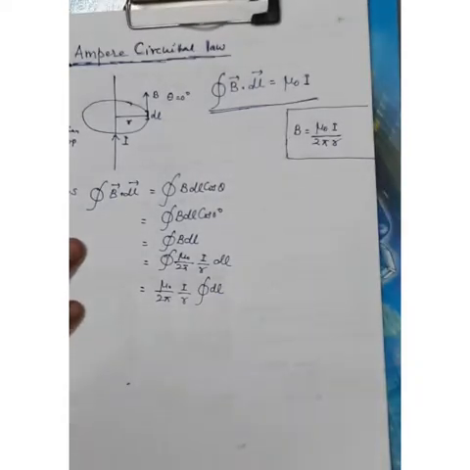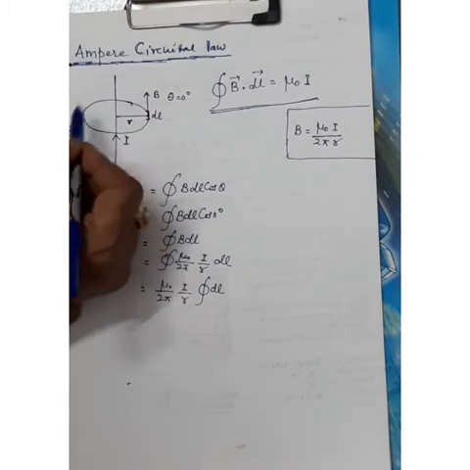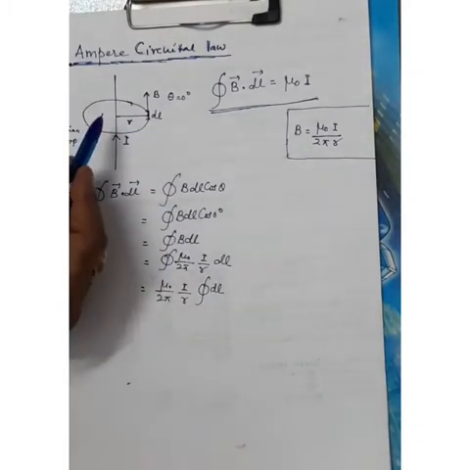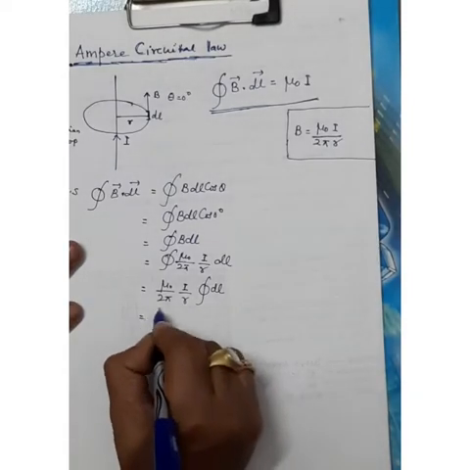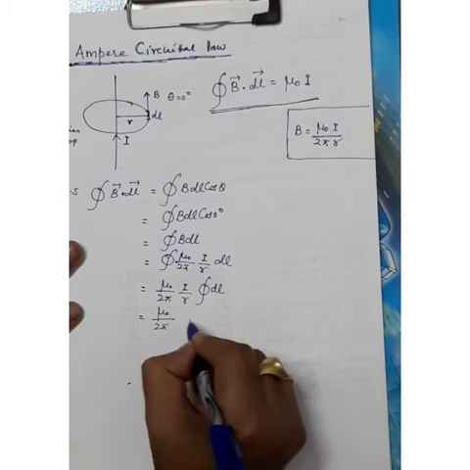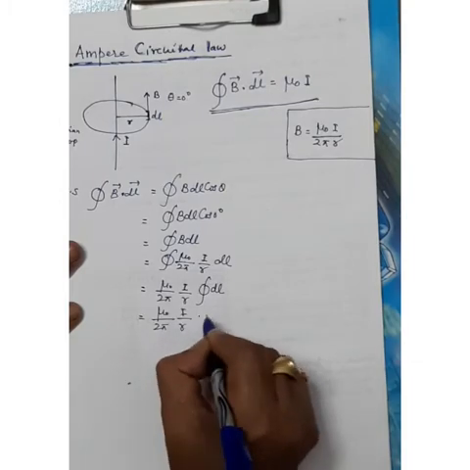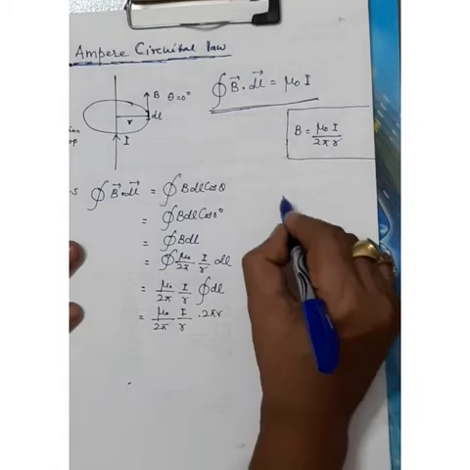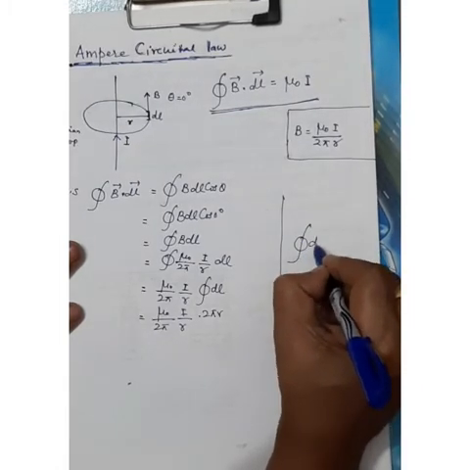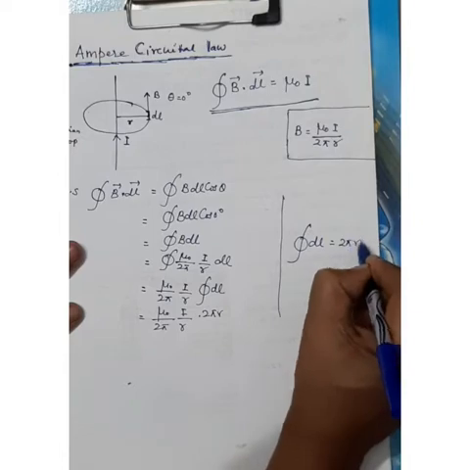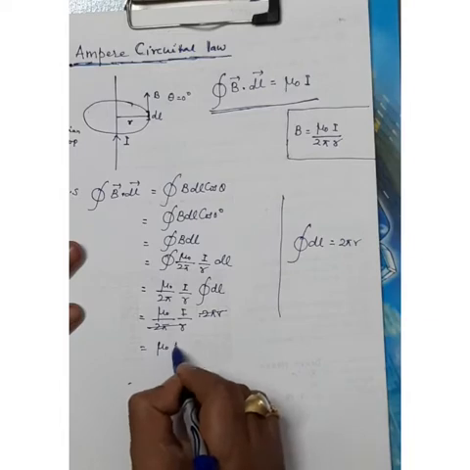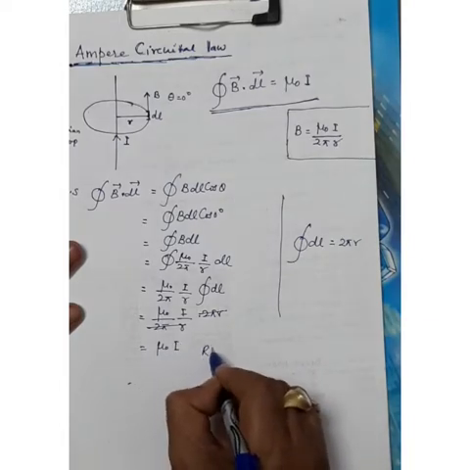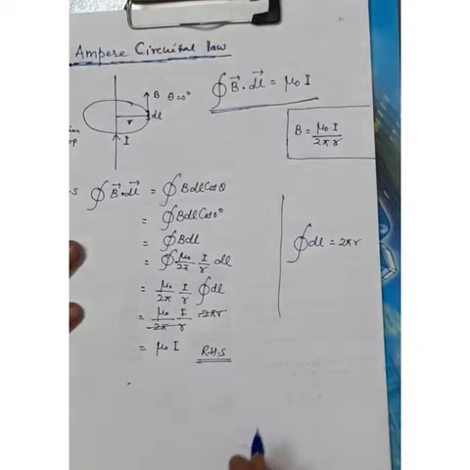So if we add all dl for this Amperian loop, the value will be the circumference, that is 2 pi r. So we can write it as mu naught by 2 pi, I by r, into 2 pi r, because the value of integration of dl is 2 pi r. So this 2 pi r cancels this 2 pi, and this is mu naught times I. This is RHS. So this proves Ampere's circuital law.